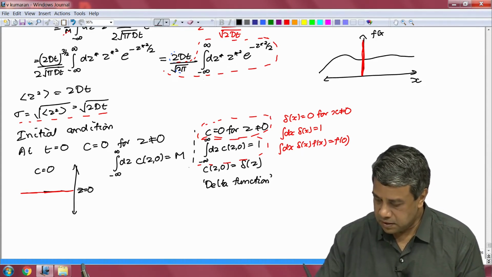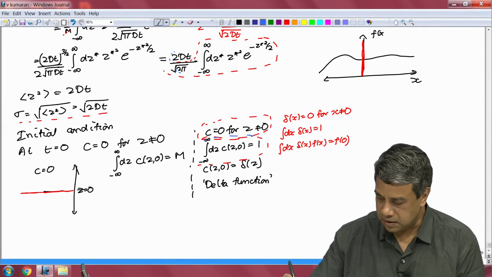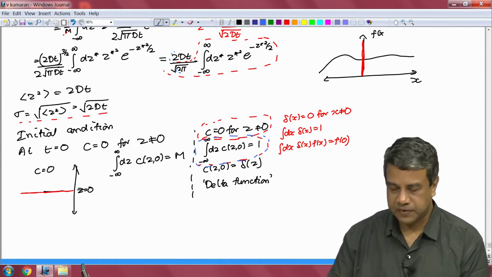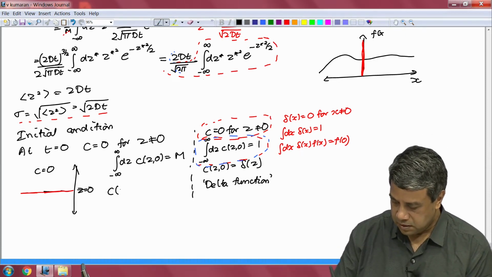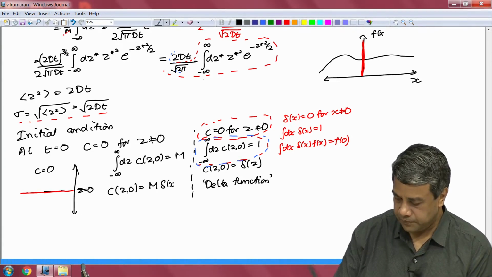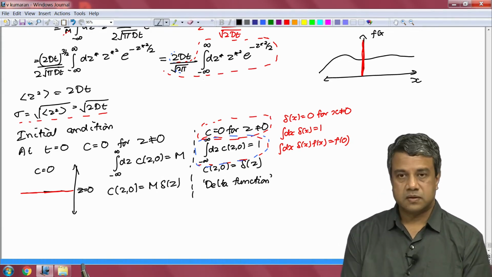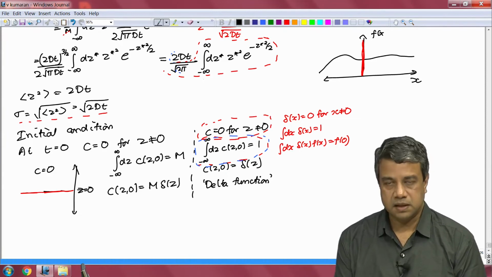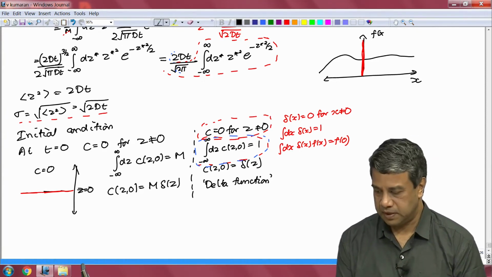When the integral is 1, I get the delta function. When the integral is m, then I get m times the delta function, delta of z. So, this is the initial condition: c of z at t equal to 0 is m times the delta function.